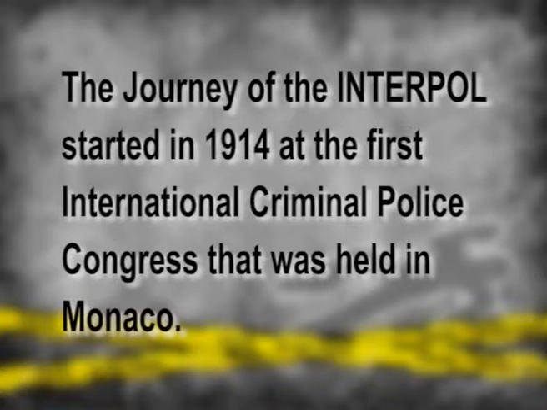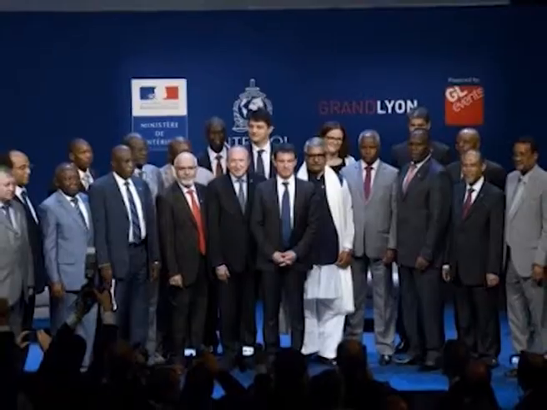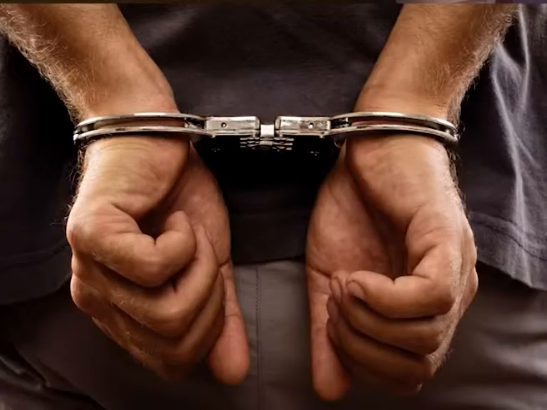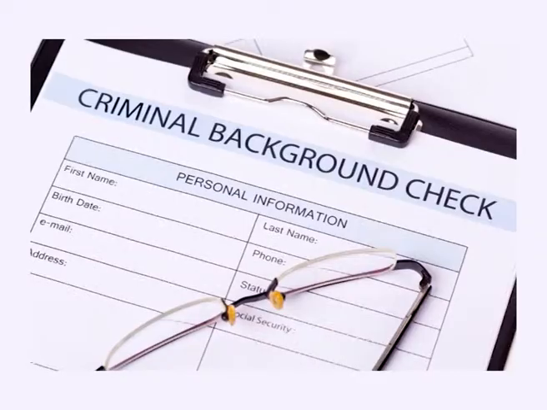Module 2, History and Development of Interpol. My dear student, now we will be discussing the history and development of Interpol. The journey of Interpol started in 1914 at the first International Criminal Police Congress held in Monaco. The meeting brought together police officials and judicial representatives from around 24 countries to find a way to cooperate on solving crimes, arrest and extradition procedures, identification techniques and the idea of centralized criminal records.